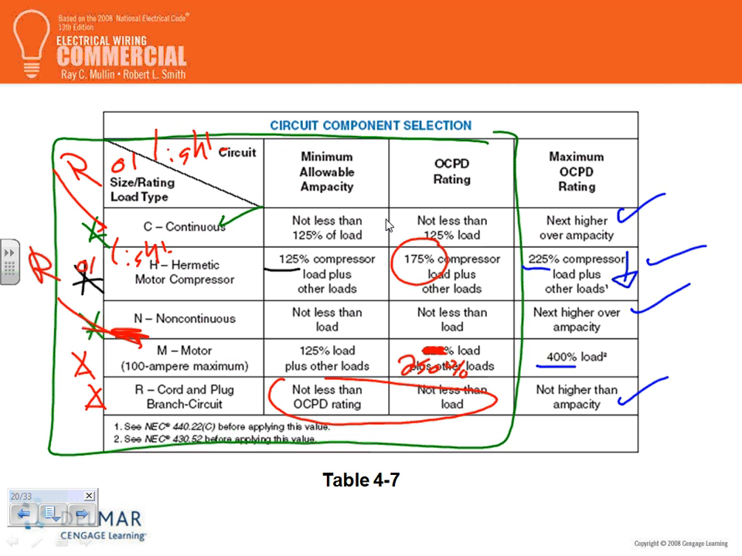But my interest mainly, as I said, is only in the first three or the first four. Any question, guys, about that? Continuous, non-continuous, motor, and chillers. Any question, my friends?